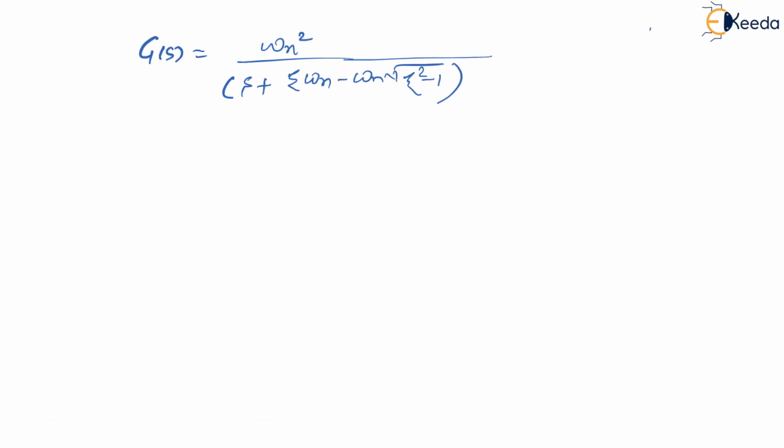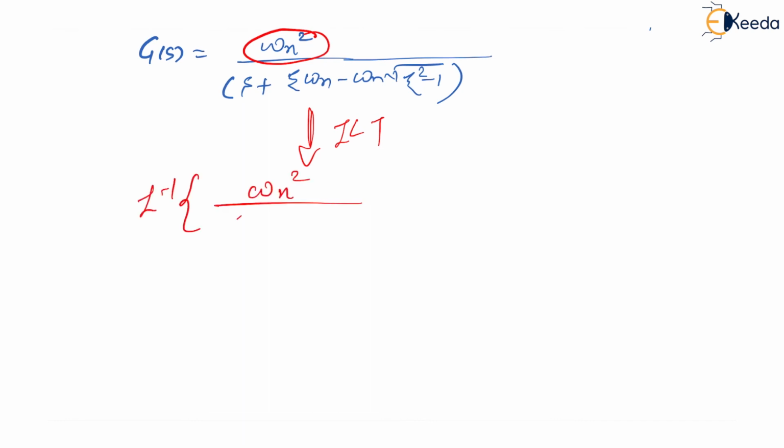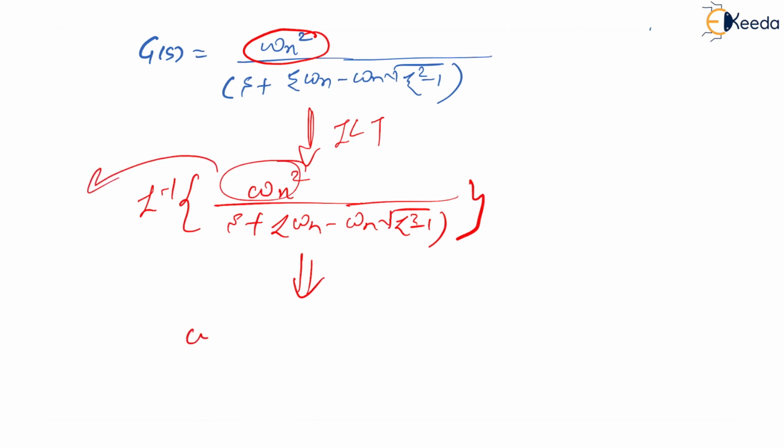Now, let us take the inverse Laplace transform. Taking omega n squared as common, this is nothing but the Laplace inverse of omega n squared upon s plus zeta omega n minus omega n into under root of zeta squared minus 1. Let us take this omega n squared out.